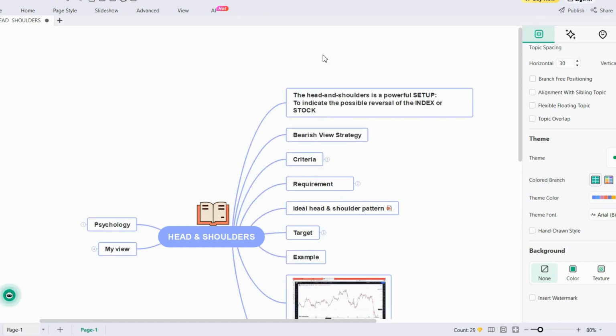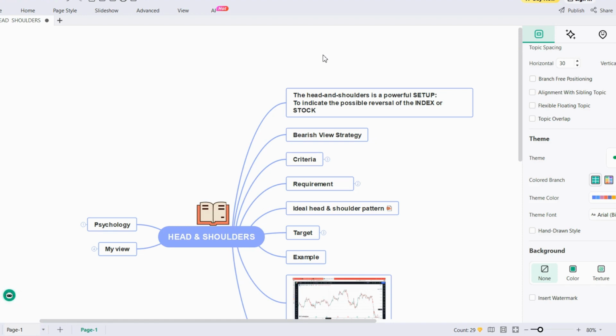Now, what is head and shoulders pattern? This is a powerful setup and this indicates the possible reversal of the index or the stock. For example, the index or the stock is moving upwards and it is making higher lows, higher highs, and it is showing a big bullish move in the market, and suddenly there is a bearish move happening in that particular stock or index, and you are amazed why this has happened, as this is a good stock or an index. Why has this happened? Sometimes the reason is the head and shoulders pattern.